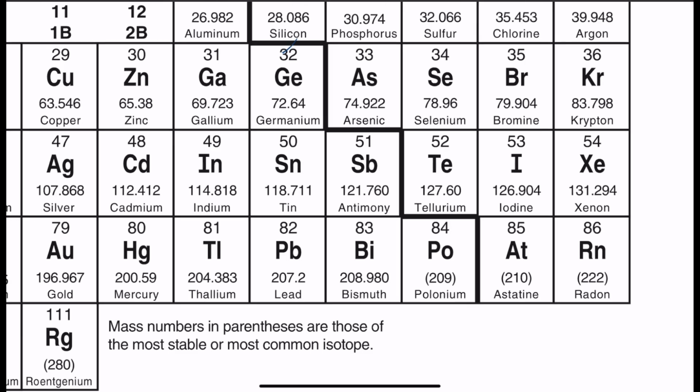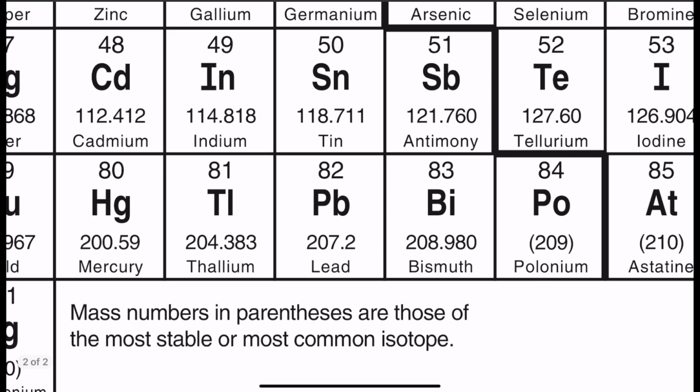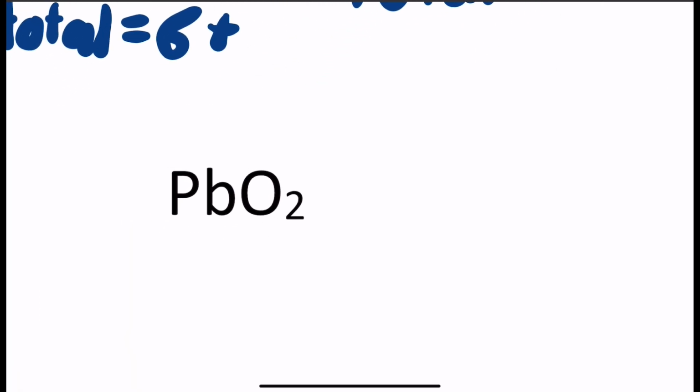Since it's in group 4A, you might think it must be a 4 plus or 4 minus or something. Well, that's not always the case. We don't know that, so we do have to double check here. Lead can have a variable charge.